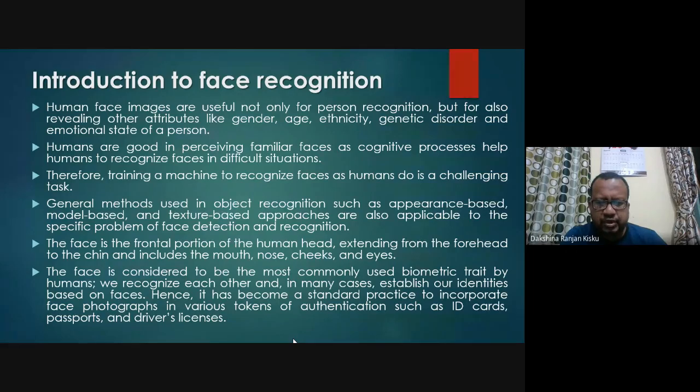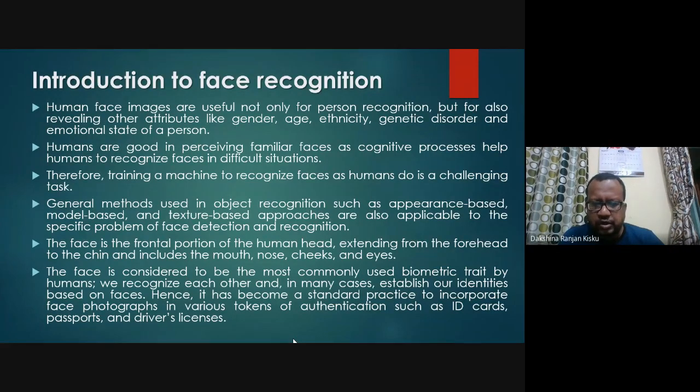Now, the face is the frontal portion of the human head. It extends from the forehead to the chin, and it includes the mouth, nose, cheeks, and eyes. Here the mouth, nose, and eyes are called major features, and the rest of the features on the face are called minor features. The face is considered the most commonly used biometric trait by humans. We recognize each other, and in many cases we can establish our identities, based on faces. Therefore, it has become a standard practice to incorporate the face in photographs, in various tokens of authentication. Here, various tokens means the position-based tokens.